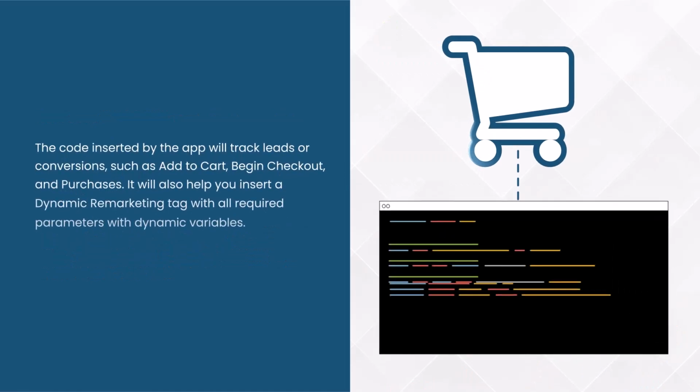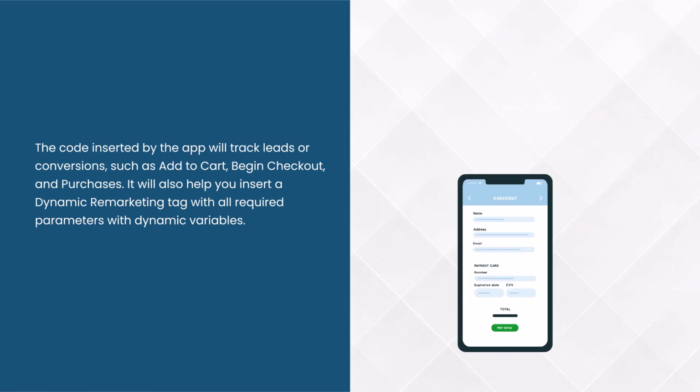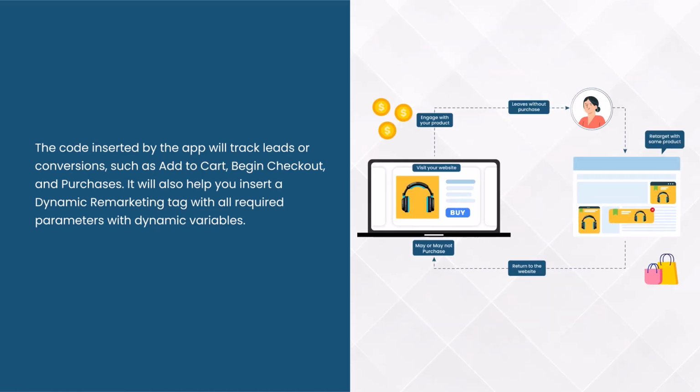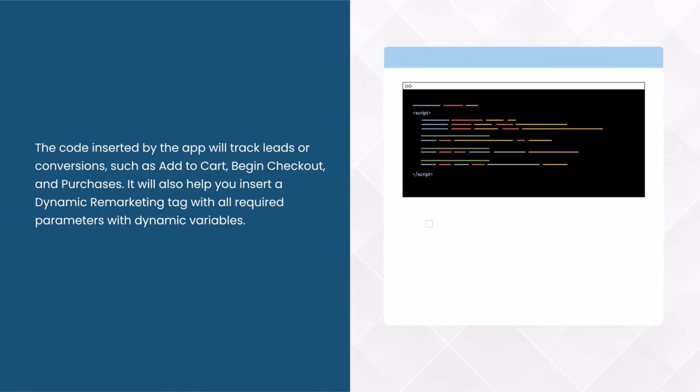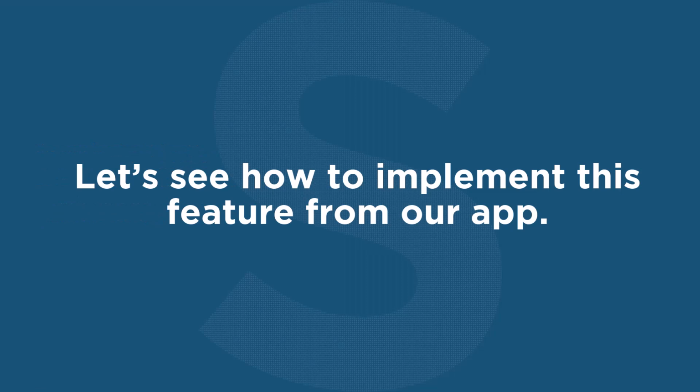The code inserted by the app will track leads or conversions, such as add to cart, begin checkout, and purchases. It will also help you insert a dynamic remarketing tag with all required parameters with dynamic variables. Let's see how to implement this feature from our app.